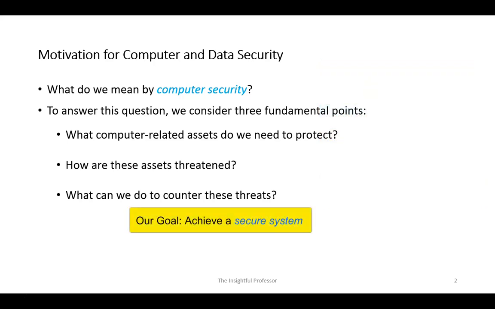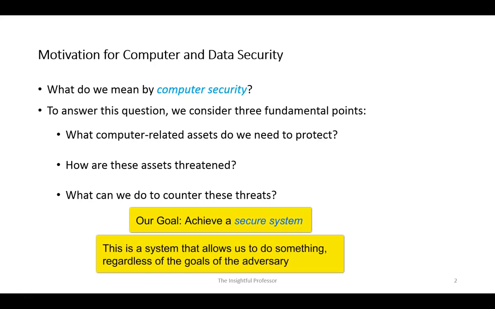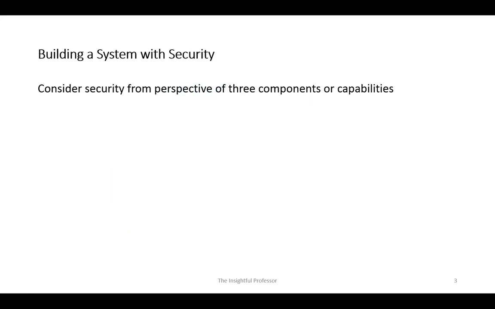Our goal is to achieve a secure system. A secure system is one that allows us to do something regardless of the goals of the adversary. A secure system is a system that can continue to operate despite attempts by this adversary to thwart our activity or use of the system. So what is necessary to achieve a system with security? We consider this from three components or capabilities.